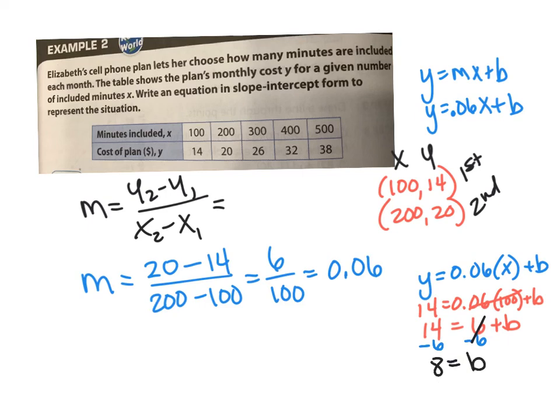That leaves me with b. b equals 8. So my equation is 0.06x plus 8. So her cell phone plan costs $8 for the month, and then 6 cents for every minute she uses. I wish my cell phone plan cost $8 for the month.